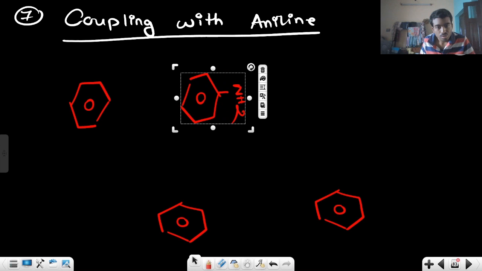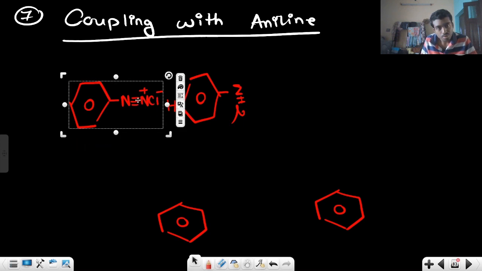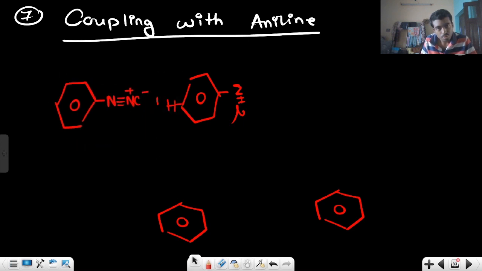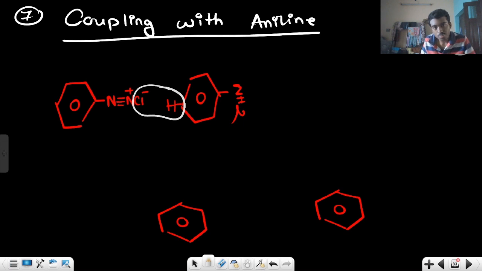Done. So if this is diazo, then there must be N triple bond N plus Cl minus, and this is H2. This here is an H. Right, so this 2 will go out. Let me show you in a different color. This person will move out.